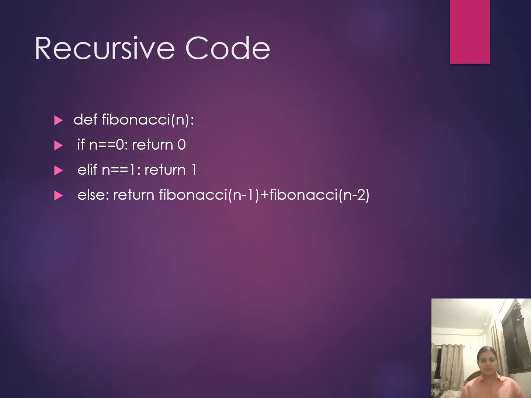Here is Python implementation. If we use an if-elif structure for the base case to return 0 or 1 immediately, for the recursive step, the function calls itself twice. This directly implies the mathematical formula into a Python script.